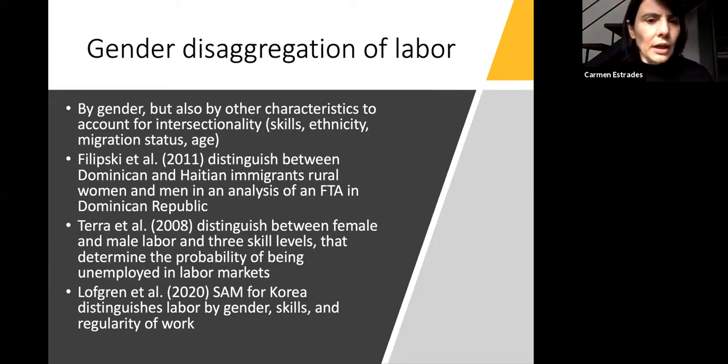So now I mentioned some of the works that are out there, which include the different characteristics. For example, Filipski also considers migration status, because they analyze the Dominican Republic, where Haitian immigrants, especially in the rural sector, are important to consider separately. And then in the case of Lofgren, which is the latest work, which also has been carried out in the context of this big project that I mentioned first, for the case of South Korea, they distinguish labor by gender, skills and also regularity of work. And I will talk about this later.